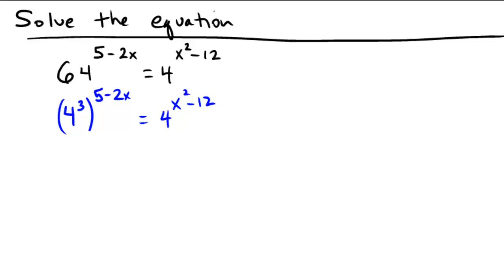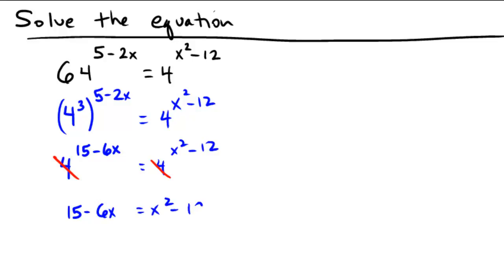The advantage to doing this is that now on the left we can write that as 4 to the 15 minus 6x because of the power rules for exponents, and 4 to the x squared minus 12 on the right. And then we can perform a logarithm base 4 and just simply cancel out those 4's on the bottom and get left with only 15 minus 6x equals x squared minus 12. And hopefully that looks a lot simpler.